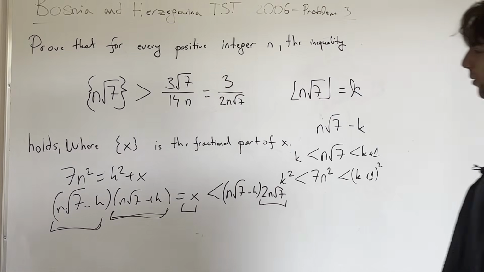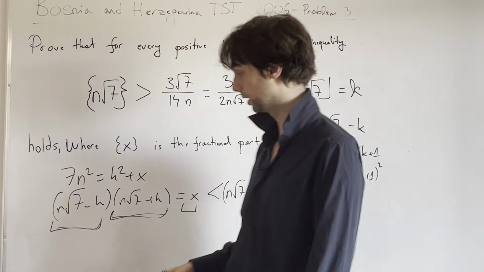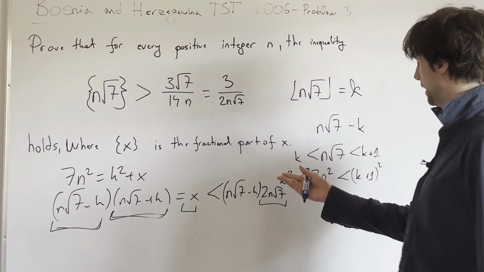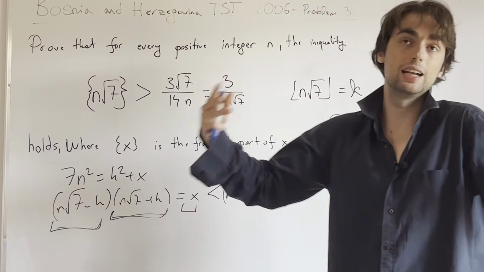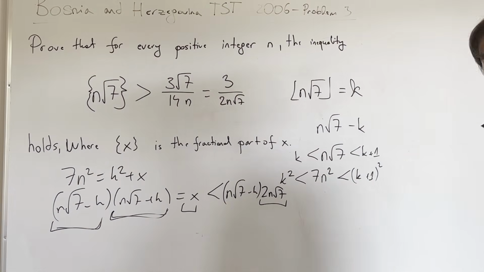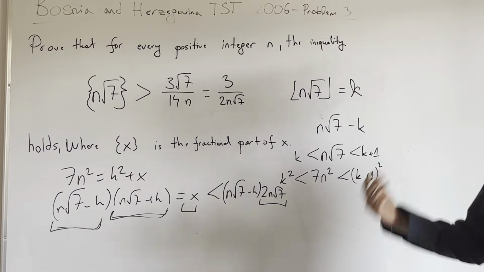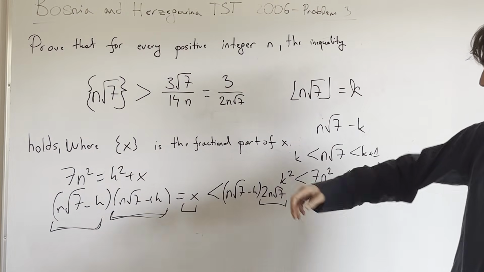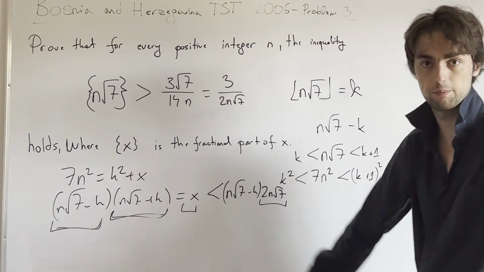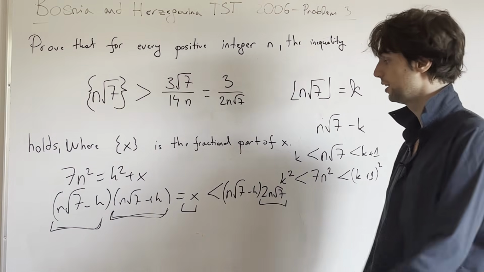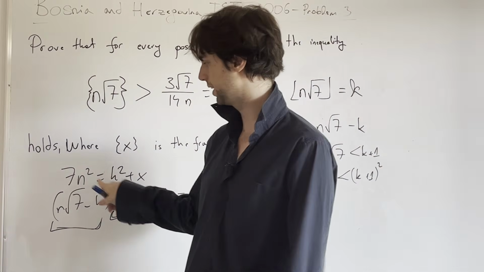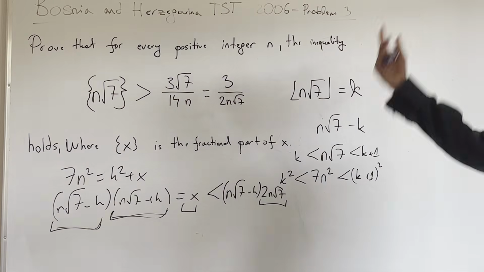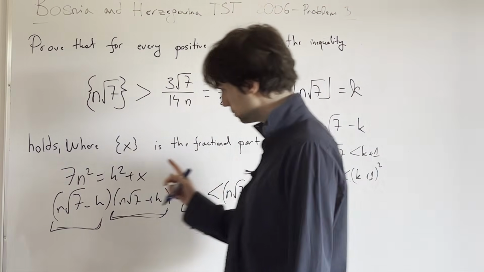Okay, now what does this necessitate for x? Well, can x be 0? It cannot be 0 because, mind you, x is non-negative, because n square roots of 7 is greater than k, and so I'm adding something to k squared to get to 7n squared, an integer, a non-negative integer in fact. So x cannot be equal to 0, because then I would have k squared equal to 7 times n squared, which would make 7 a square, which is not true.